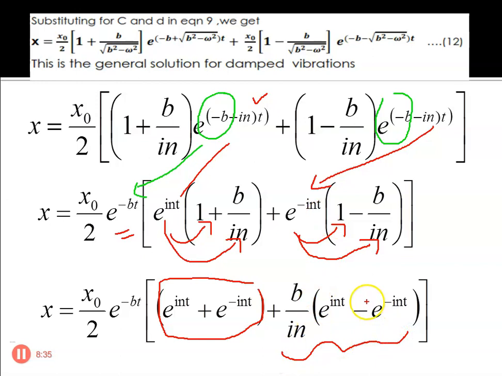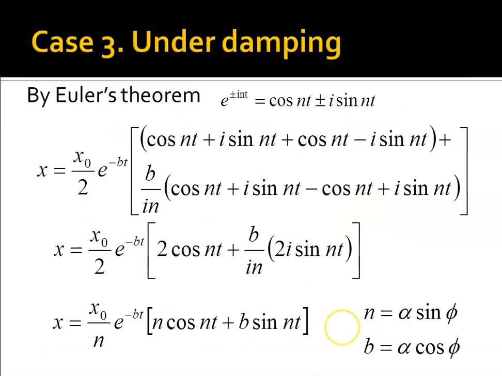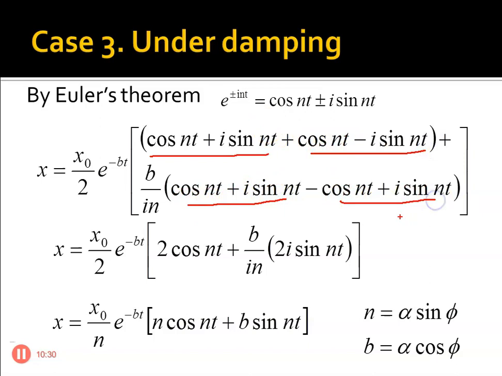So b by in will be taken as common outside. So we are writing x is equal to x naught by 2 into e power minus bt times e power int plus e power minus int plus b by in times e power int minus e power minus int. By using Euler's theorem, e power plus int is equal to cos nt plus i sin nt, and e power minus int is equal to cos nt minus i sin nt. By substituting these two values in the previous equation, we get cos nt plus i sin nt for e power int, and cos nt minus i sin nt for e power minus int.